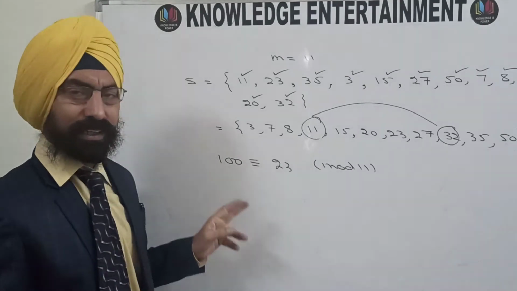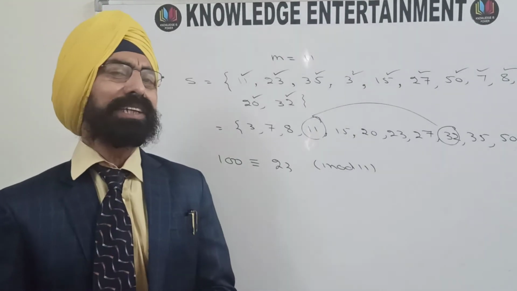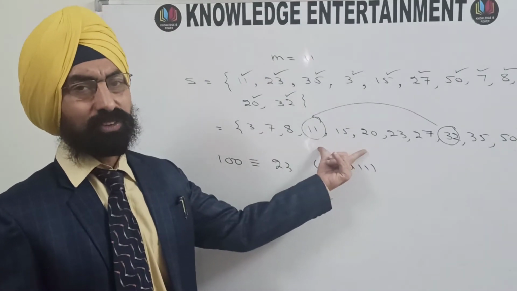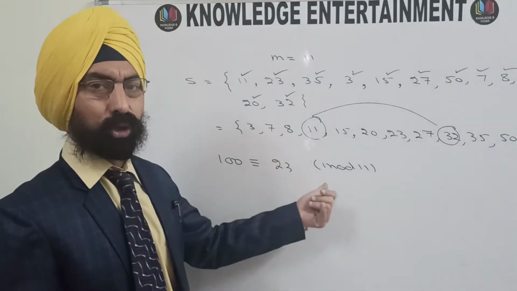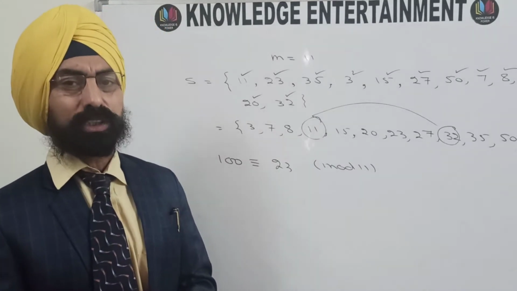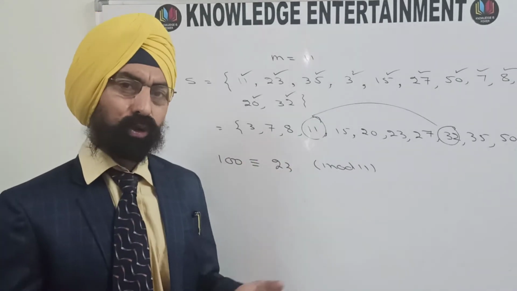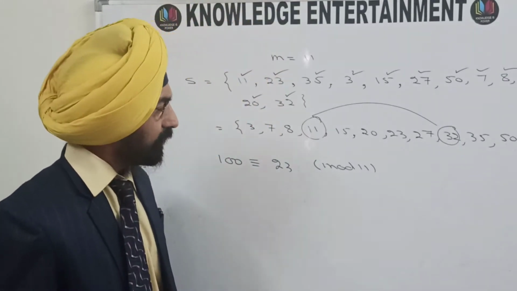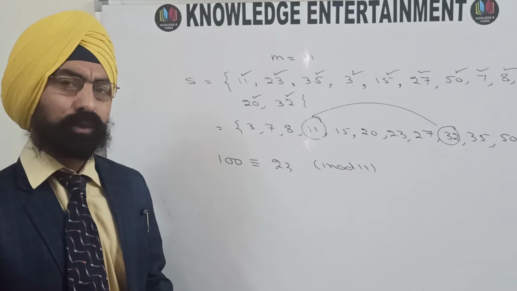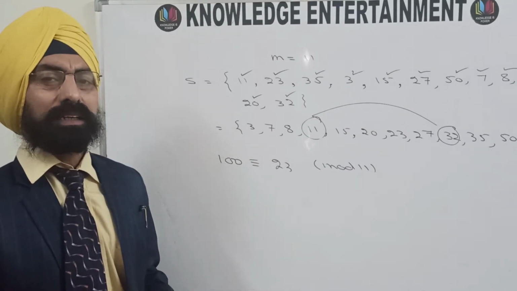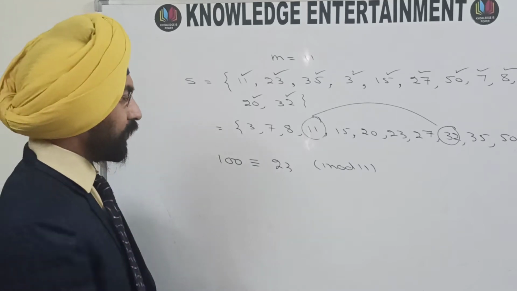And not only for 100, you take any integer, there will be exactly one member in this set which will be congruent to your number modulo 11. And this is the property of the complete residue system modulo m, or modulo 11 in this case. The second thing is that, okay, this is a complete residue system modulo 11, but it is not the least positive complete residue system modulo 11.